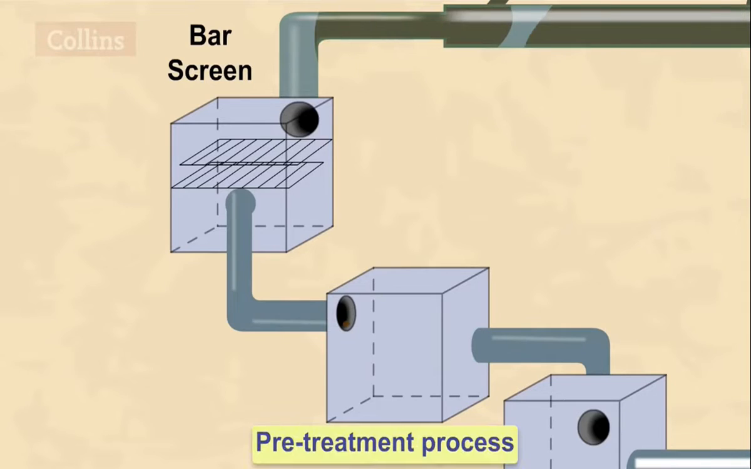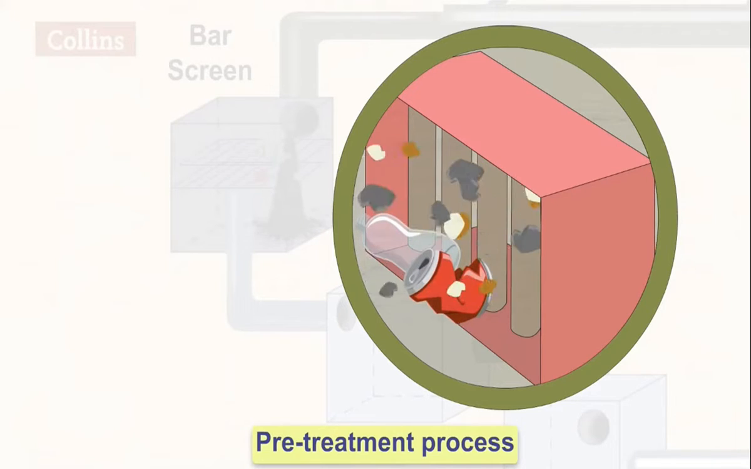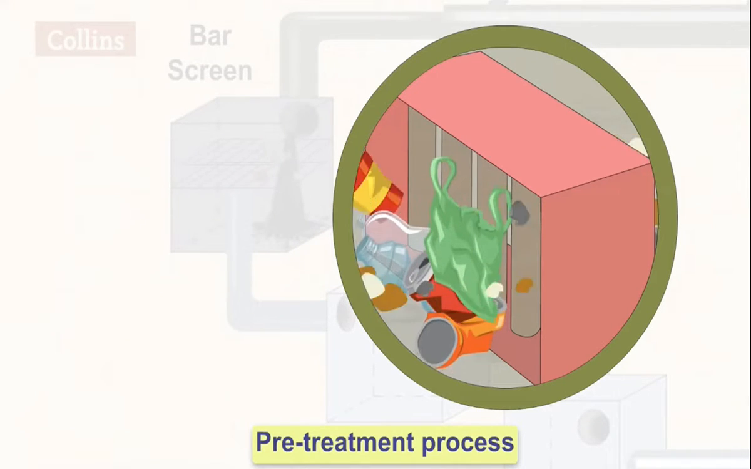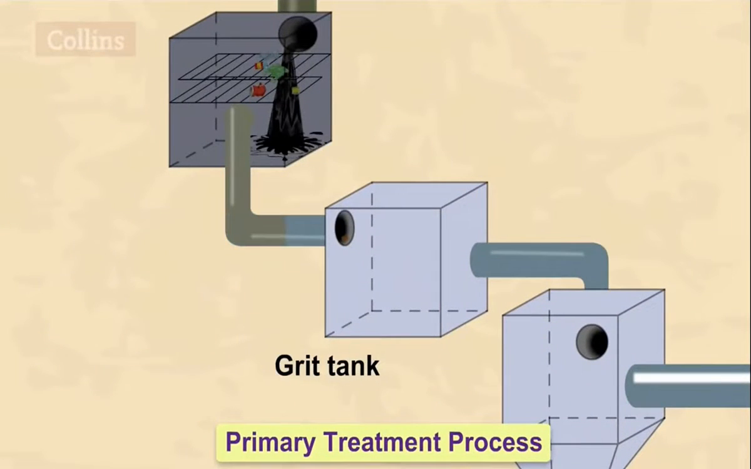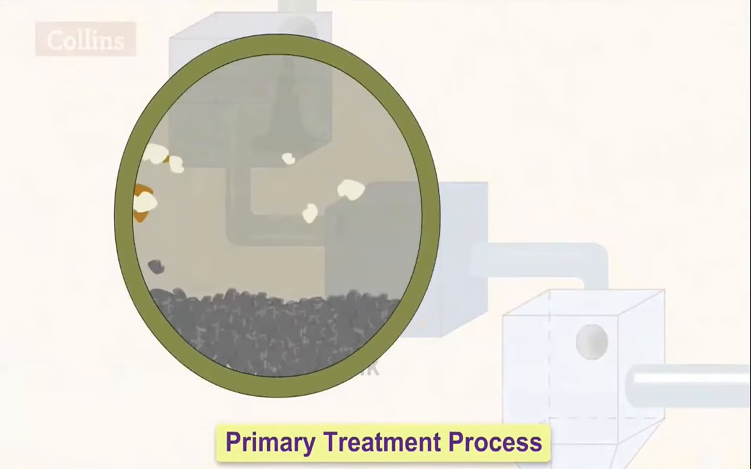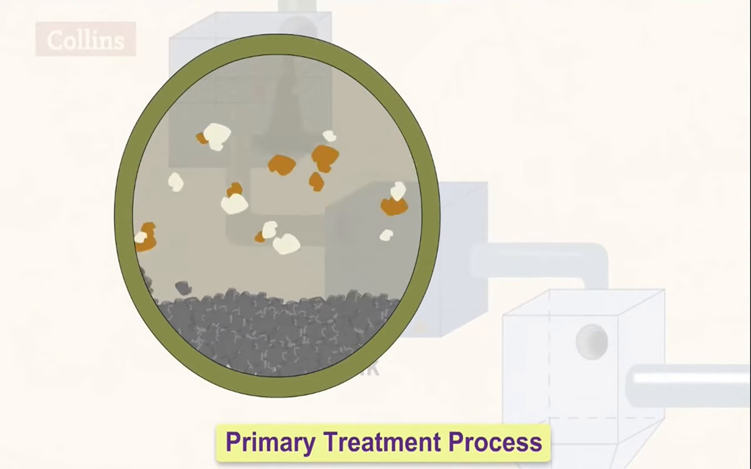The pre-treatment process involves the sewage being sent through grids or vertical bars that can remove large solid substances like metal cans, paper, and plastic materials. In the primary treatment process, the sewage flows through the grid chamber very slowly so that the sand, pebbles, and soil settle down at the bottom.